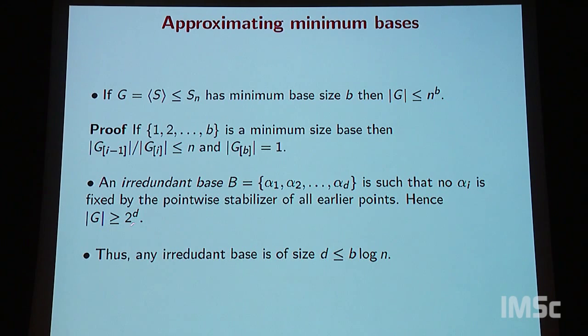So cardinality G is at least 2 power d, where d is the size of any irredundant base, it's at most n power b, and therefore d is at most b times log n. Finding an irredundant base is easy because I simply greedily fix one point after the other, so long as that point actually shrinks the size of the group. I can use the stuff that we have already discussed using Schreier's lemma to figure out when the group shrinks or not. And I can find an irredundant base easily. So I can get a log n factor approximation to the minimum base.